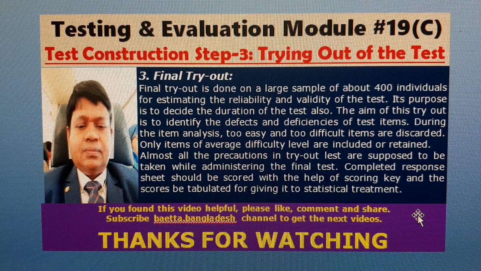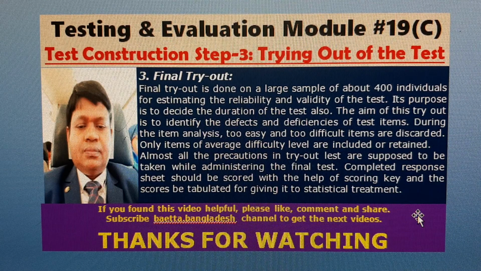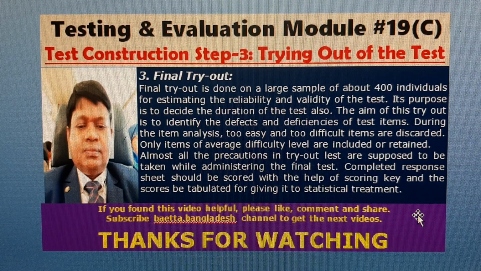Step 3. Final tryout. Final tryout is to be done on a large sample of about 400 individuals for estimating the reliability and validity of the test. Its purpose is to decide the duration of the test also. The aim of this tryout is to identify the defects and deficiencies of test items. During the item analysis, too easy and too difficult items are discarded. Only items of average difficulty level are included or retained.